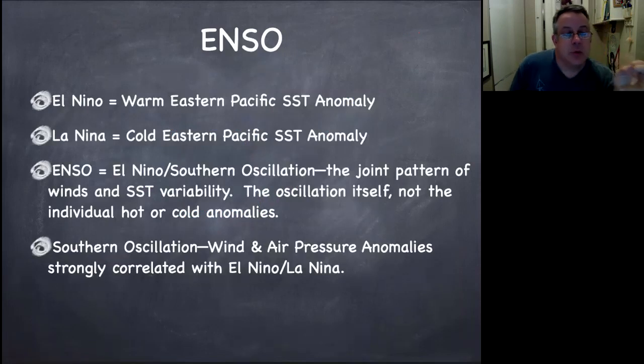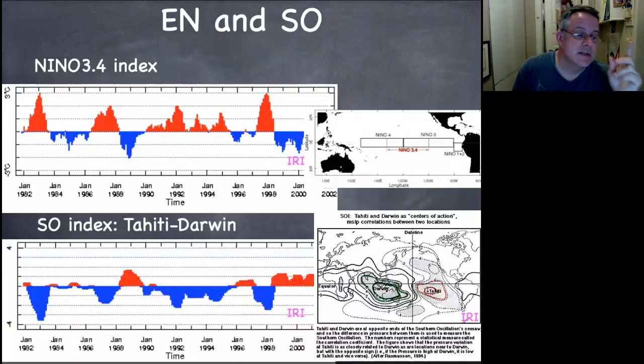So El Nino is the warm anomaly, La Nina is the cold, and ENSO is the El Nino / Southern Oscillation, which is the joint pattern of winds and SST variability. ENSO is used for both the positive and negative patterns. And the Southern Oscillation is a wind and air pressure anomaly that is strongly correlated. So let's see how that works.